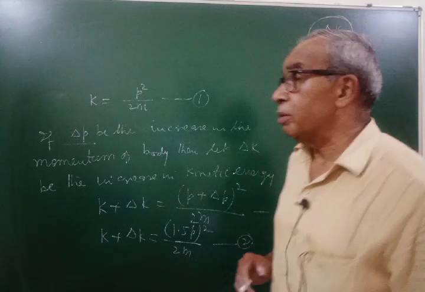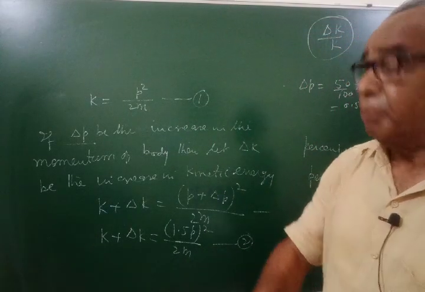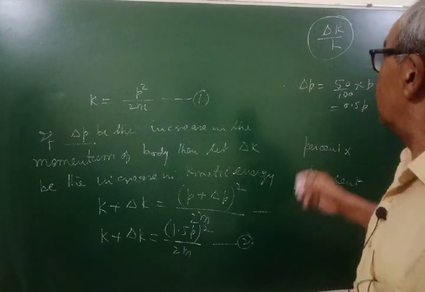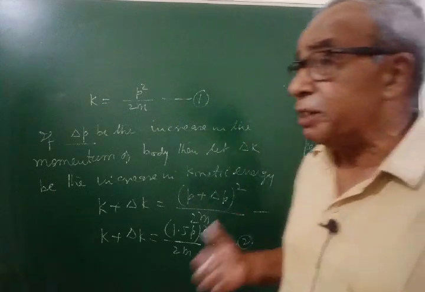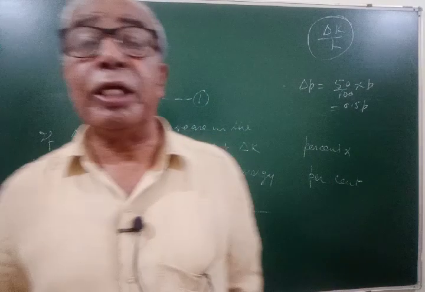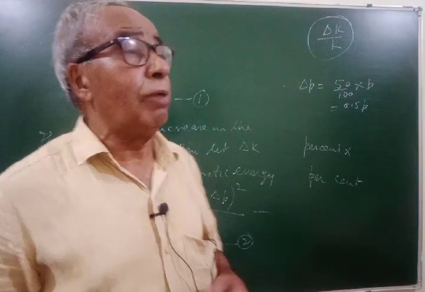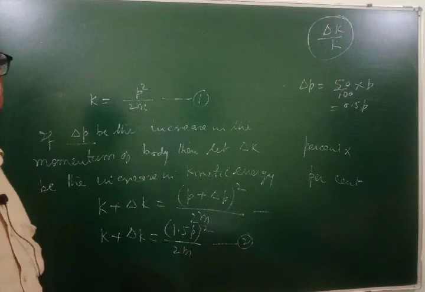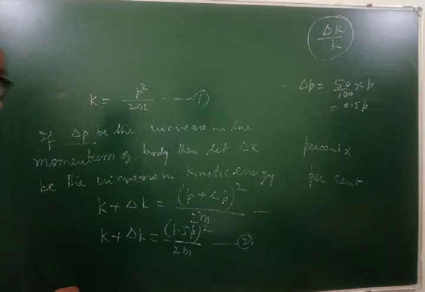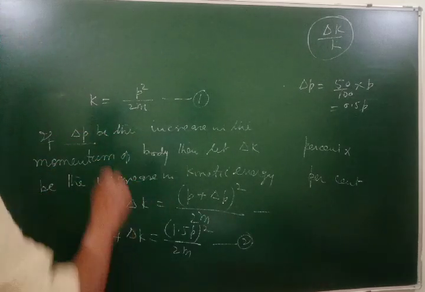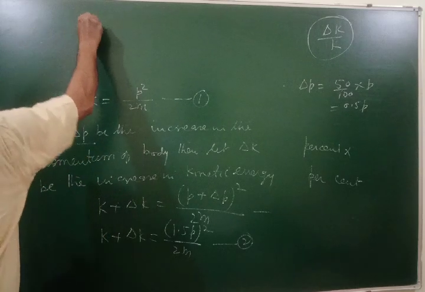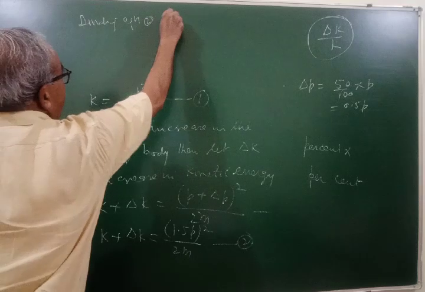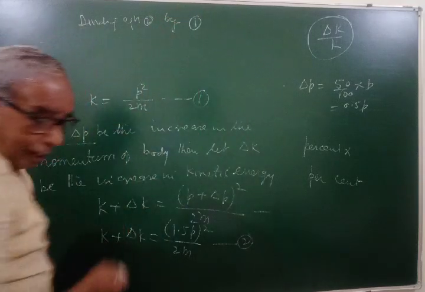There come a big number of questions based on percentage in physics, and we will get a grip on that. When you want to find percentage change, you have to find the change based on the initial value. So first we find the ratio, and the ratio multiplied by 100 will give the percentage. Now dividing equation 2 by 1, you will get what?